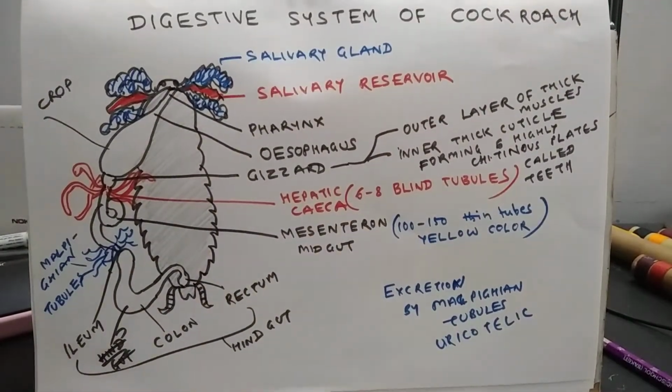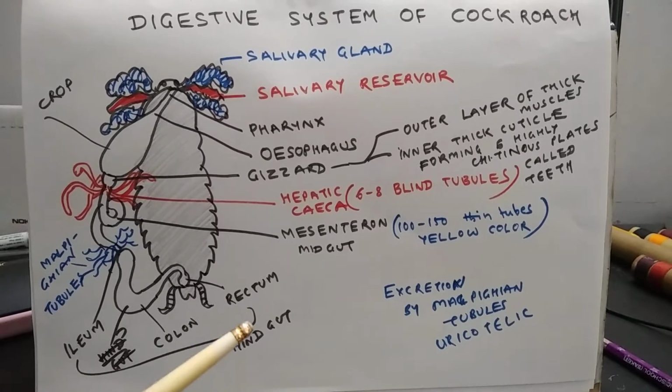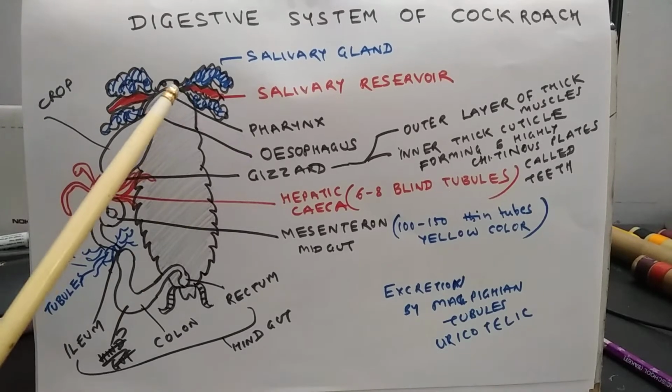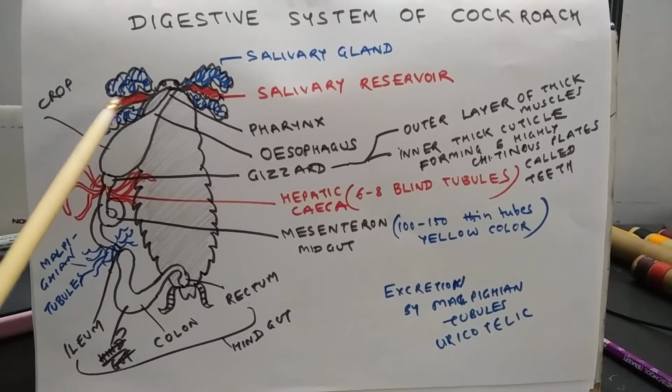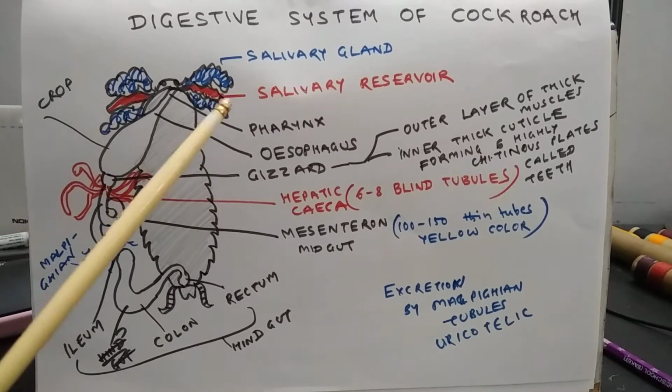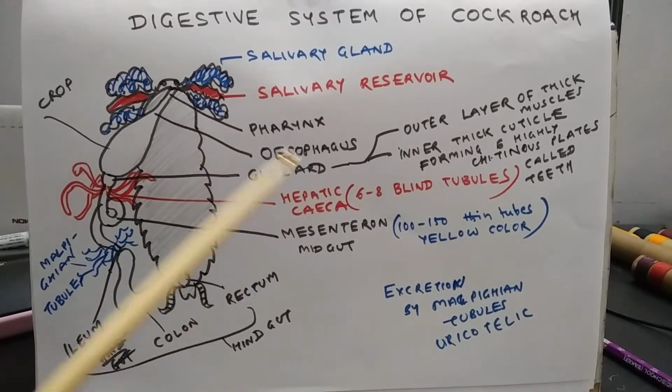Digestive system of cockroach. Digestive system of cockroach is composed of an alimentary canal and some glands. So, the salivary glands are near the mouth, and there is a pair of salivary reservoirs. So, saliva gets stored in the salivary reservoir.